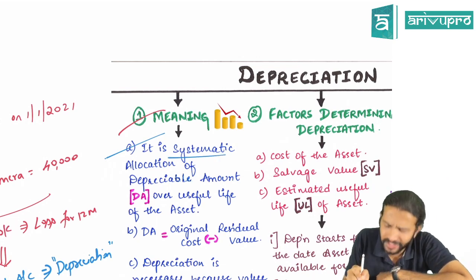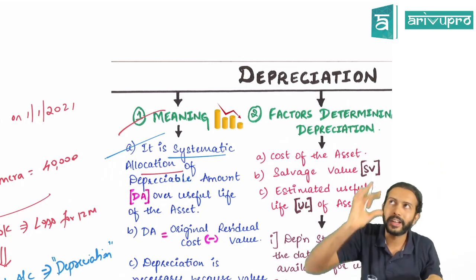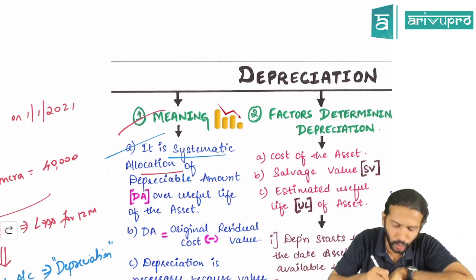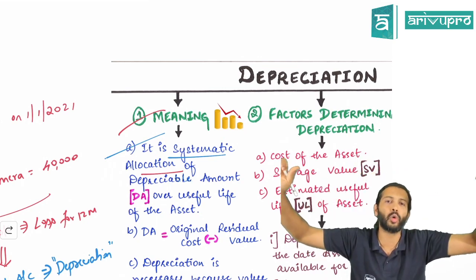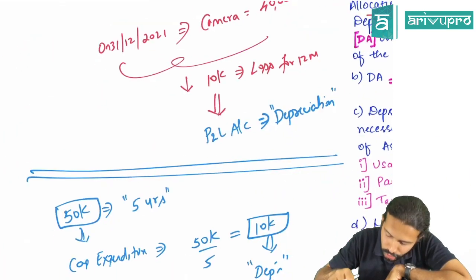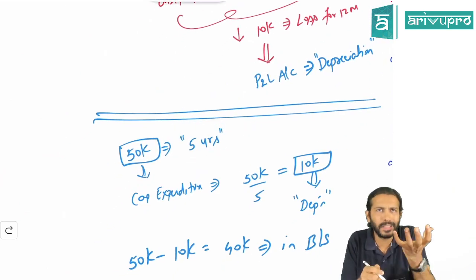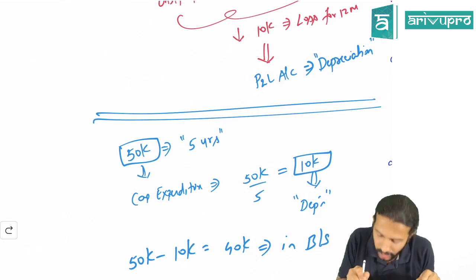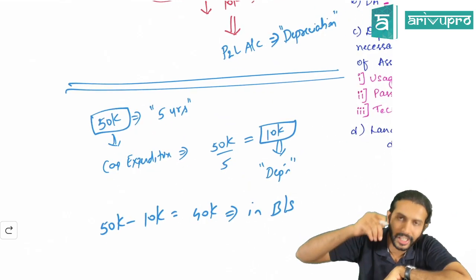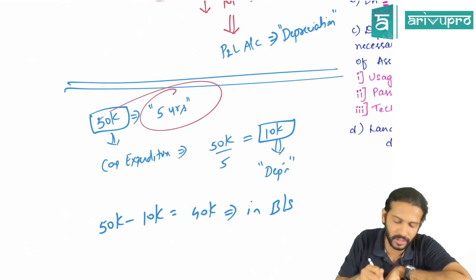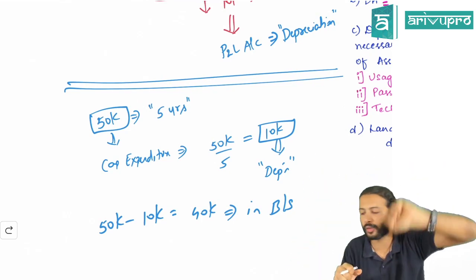Okay. So depreciation actually means a systematic allocation of depreciable amount over the useful life of the asset. Basically, depreciable amount should be allocated over the useful life of the asset. Here, useful life of this camera was how many years? Useful life means how many years am I expecting to use this camera? 5 years. That means I should charge depreciation on this camera for 5 years. So systematically, I need to allocate depreciation every year over a period of 5 years.